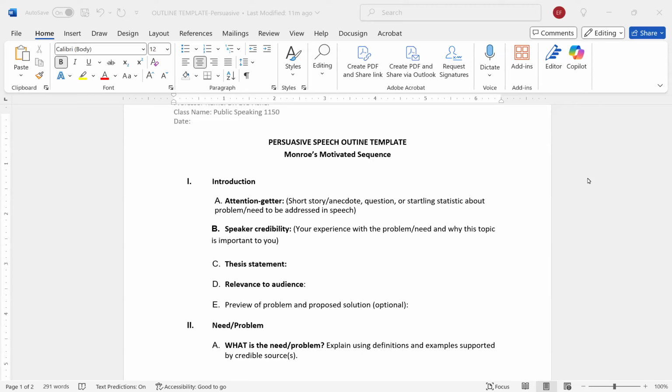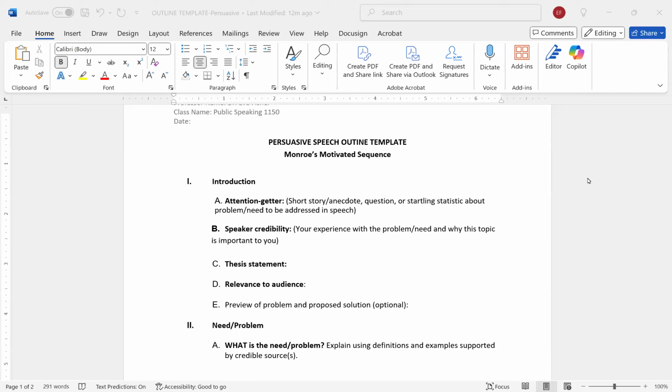Then you want to transition into why this problem or need is relevant to your audience members. Please choose a topic that you believe is relevant to your audience members and that they can take actions to fix this problem within, let's say, a day or a week after hearing your speech. It's very important that your audience cares about the problem. Don't try to convince your audience members why they should care.